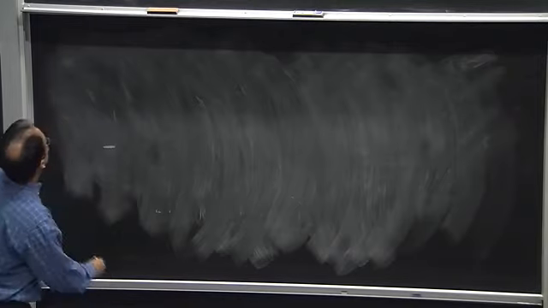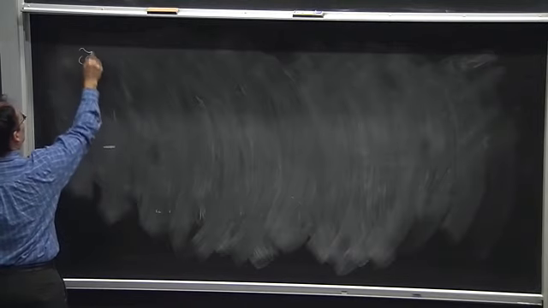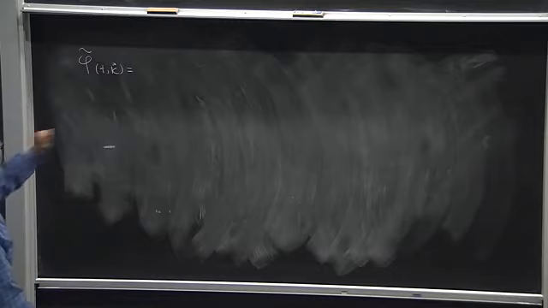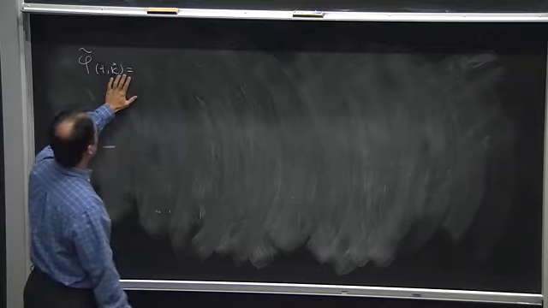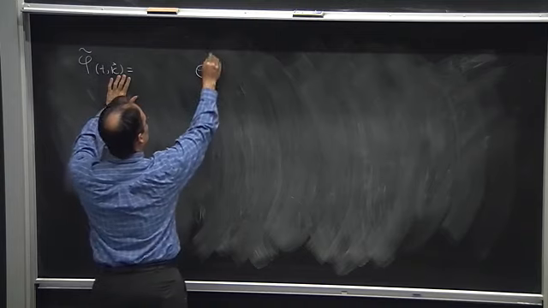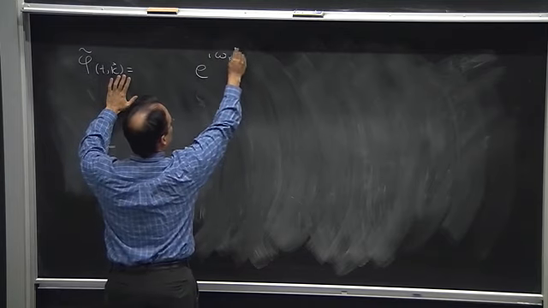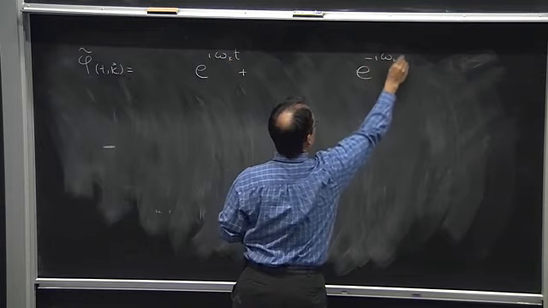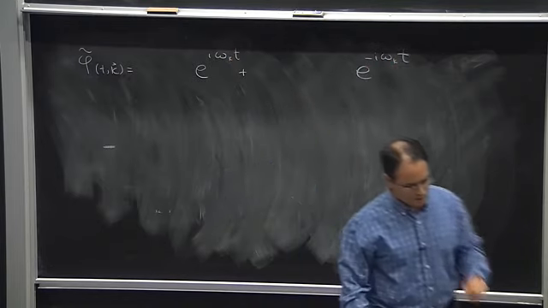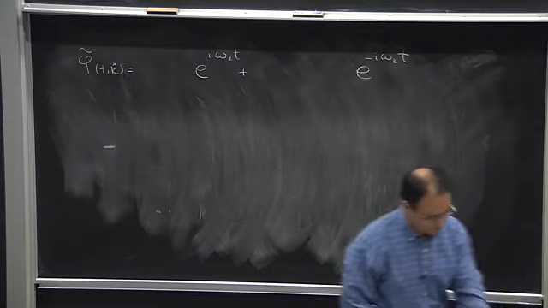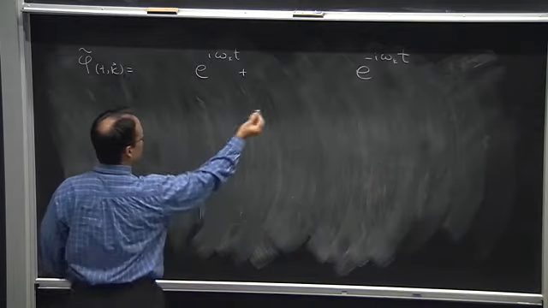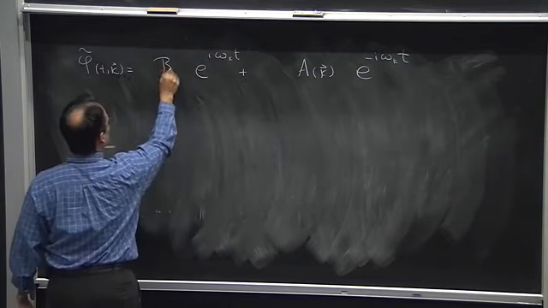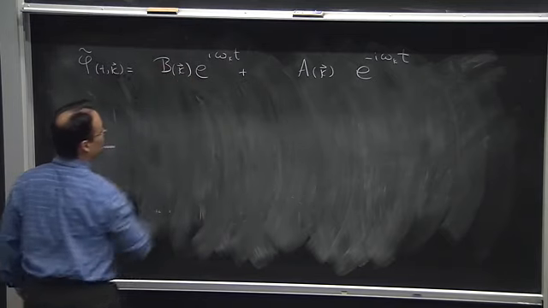The solutions, so we can write down the solutions. We'll have two solutions. Okay. Let me see my conventions. Well, at this point, let me call this one A of k and this one B of k.